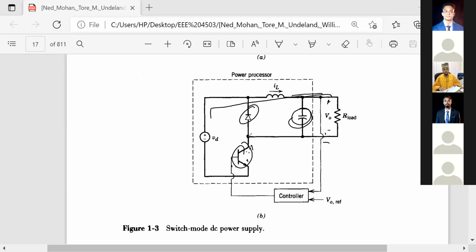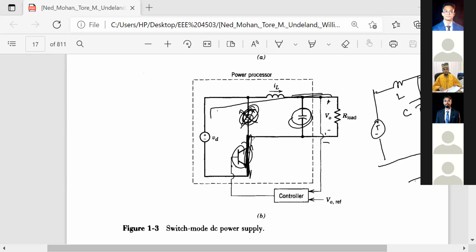When it is turned off, then it will be like this. This will not be there. You understand that? When it is turned on, it is short circuited. I am going a little faster because I am really very tired. Okay. So now it will be like this. So this is your filter inductance. This is your filter capacitor. So you will get the voltage constant.